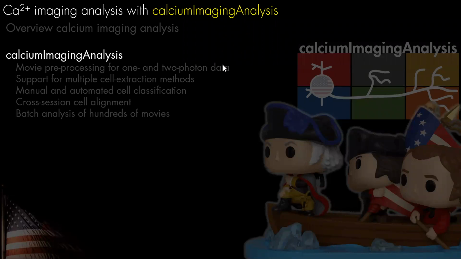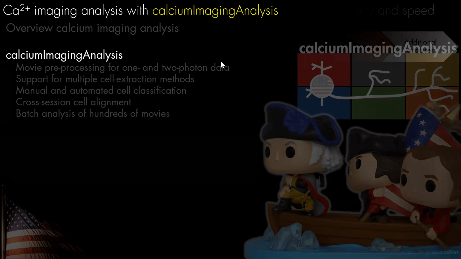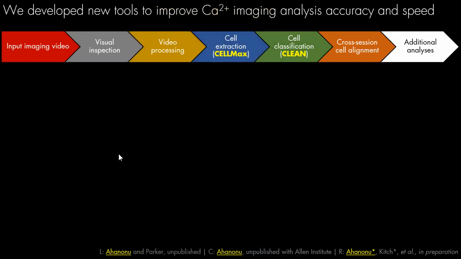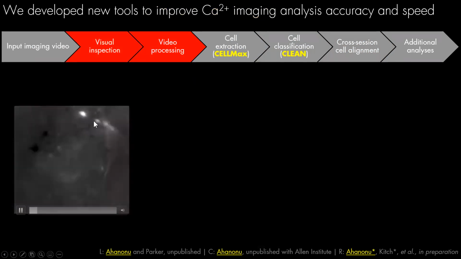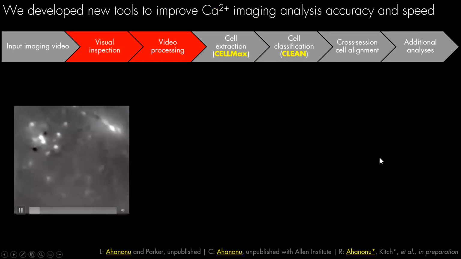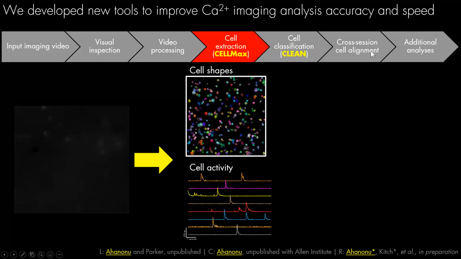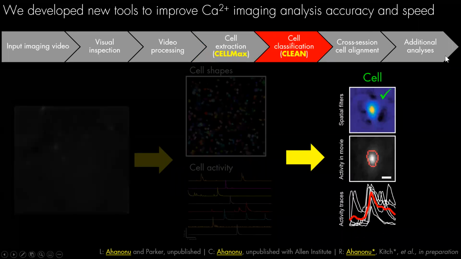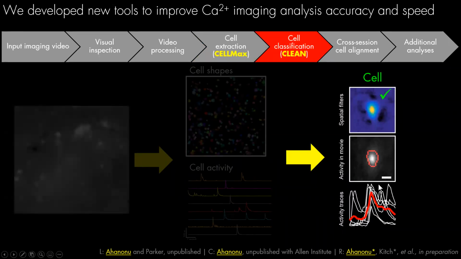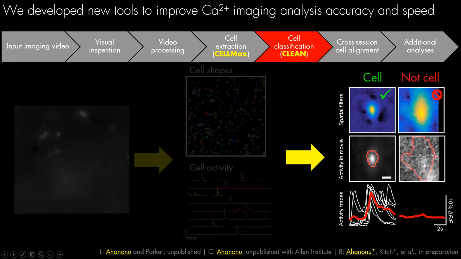For those who don't do as much custom imaging analysis, the general overview is that we have incoming video data that we want to process. We then want to do the filtering, pre-processing, and motion correction, and then get the cell shapes and activity traces. After that, we do either manual or automated classification to get rid of things that are not biologically relevant within the source signals. And the last thing we usually want to do is the cross-session alignment.